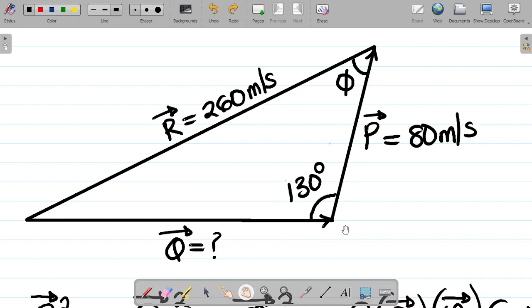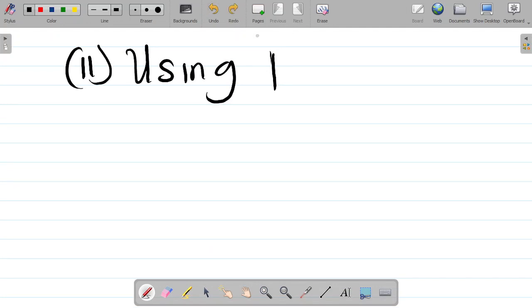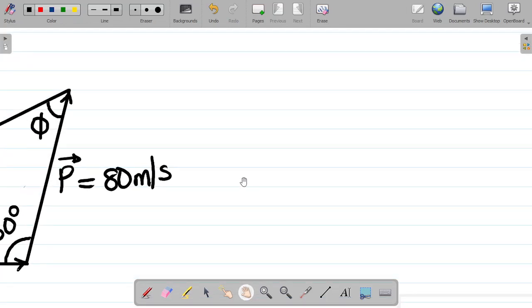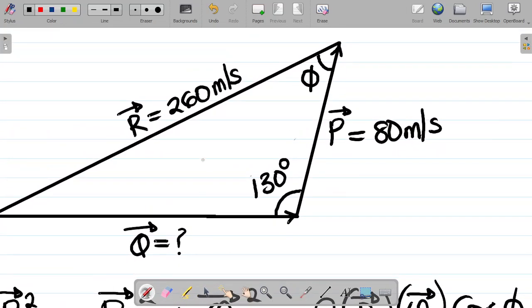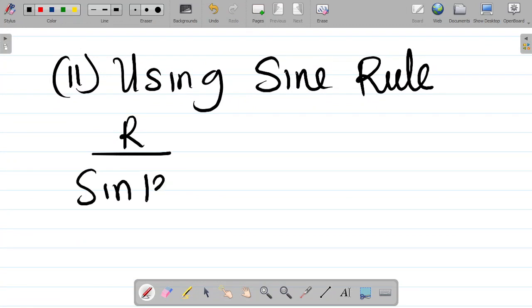Using sine rule, so let's use sine rule. How does sine rule work? Well, it's quite simple. We use this part here, which is r, so r all over sine of the angle facing it. That's r all over sine 130. The angle facing this is 130.